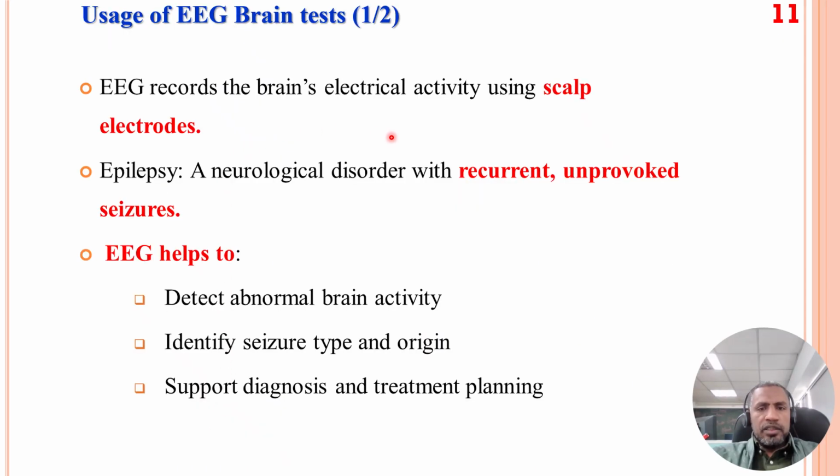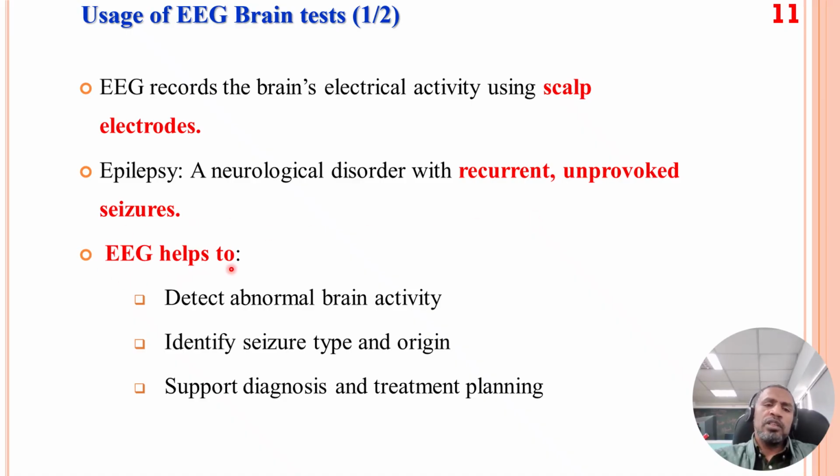EEG records brain electrical activity using scalp electrodes. Epilepsy, as you know, is especially important for EEG, because of its major electrical activity in epilepsy patients. Epilepsy is a type of neurological disorder which has its own characteristics. It's recurrent unprovoked seizures.